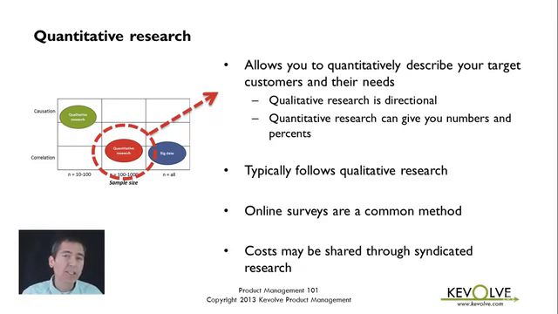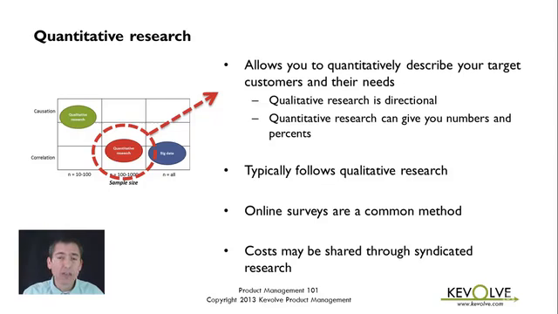So let's switch gears. Now let's talk about quantitative research. Quantitative research allows you to describe your customers and their needs in numbers and percents. Qualitative research is directional: we think most customers feel very strongly about price. Quantitative research can give you numbers and percents behind that. So we think 67% of customers feel very strongly that price is an important factor in their purchase decision. So these are the distinctions that you can make.